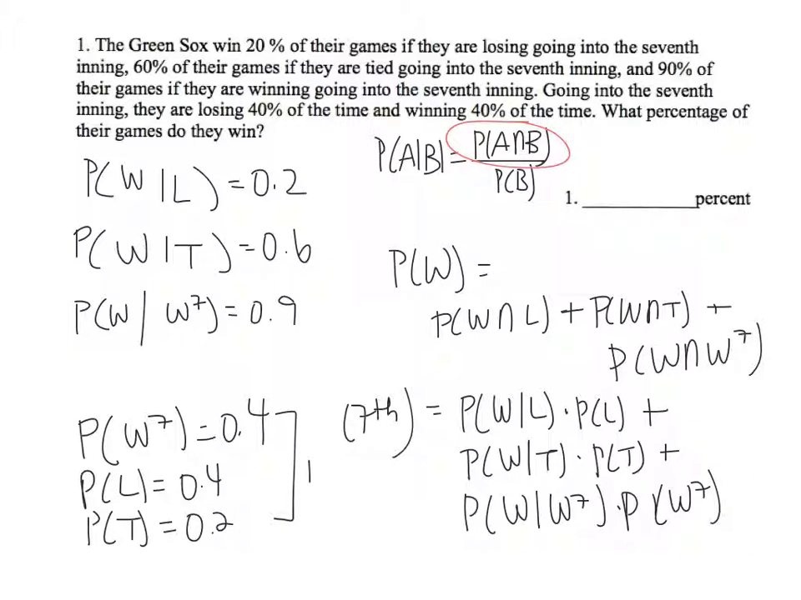Okay, so substituting in, that's going to be 0.2 times 0.4, 0.6 times 0.2, and then 0.9 times 0.4. When I simplify all of that, I get 0.56. The question asks for a percent though, so that would be 56% of the time.